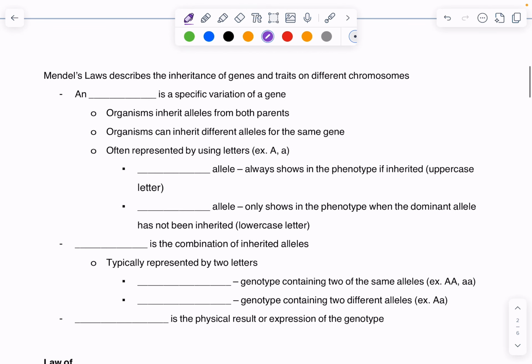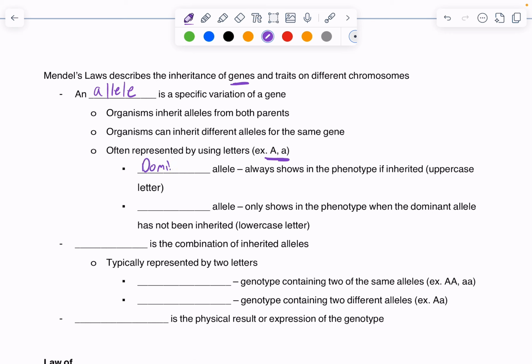All right, so let's get back to our main point of the notes for today, which is Gregor Mendel and his laws that he talked about to describe the inheritance of genes and traits on different chromosomes. The first thing we can talk about is an allele. We have genes, which are found on our DNA, that code for specific proteins or traits. Alleles are variations of a gene, and we get our alleles inherited from our parents. Organisms can inherit different alleles for the same gene. This is where we get our big A, little a that we probably did Punnett squares with way back when.